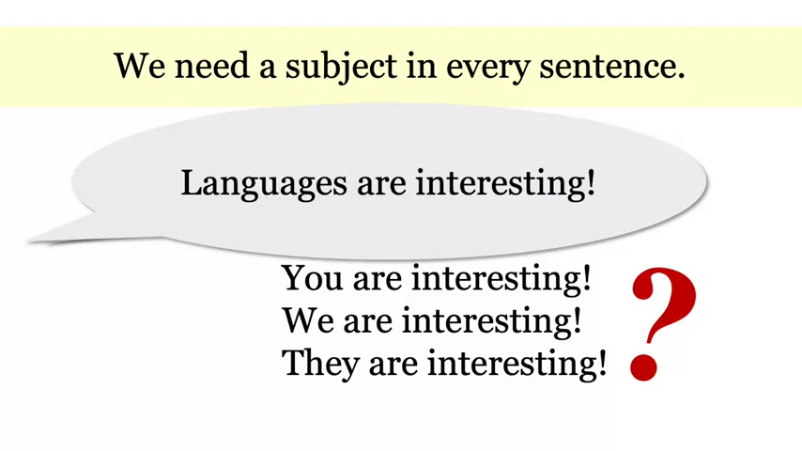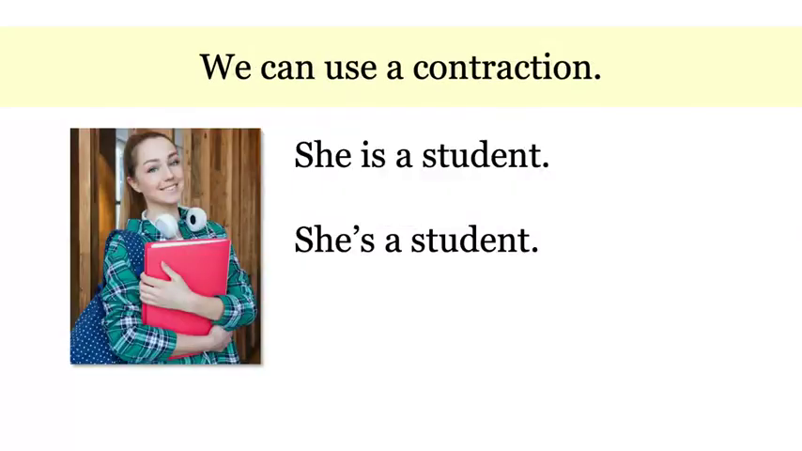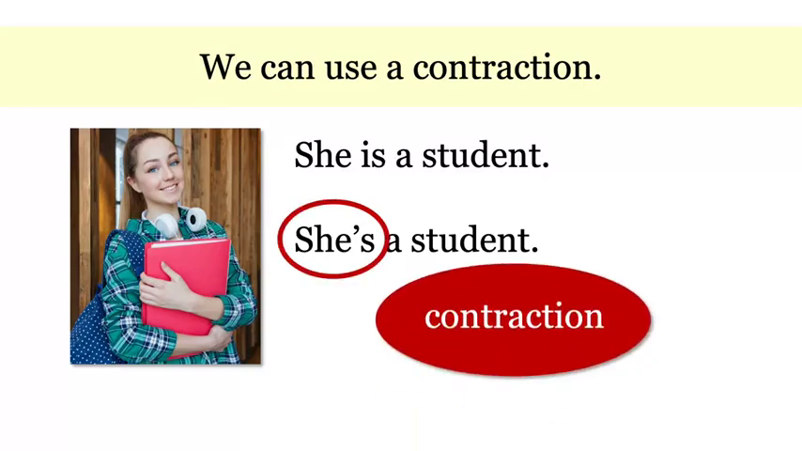Okay, let's look at one more thing about the verb be. We can use a contraction. Look at these 2 sentences. She is a student and she's a student. They sound almost the same. We see the be verb is in the first sentence. In the second sentence, there is just an S. This is called a contraction.